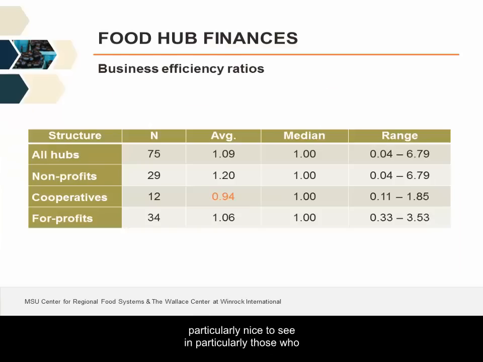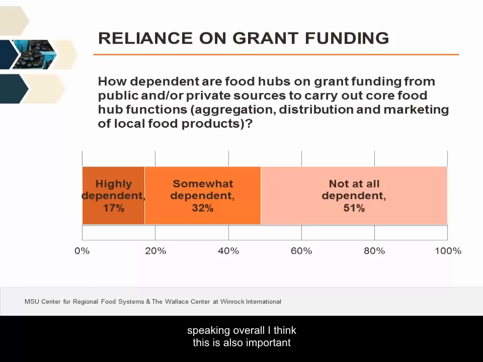What was particularly nice to see, particularly for those who are friends of cooperatives, is that they were the only group with the outlier still in there that still had an efficiency ratio below one, meaning they were financially viable or profitable businesses. And again, it's just one type of indicator. It's not the only indicator of financial health, but it's an easy one to quantify and get a sense of.